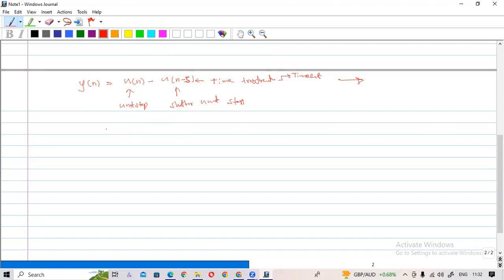If you consider the u[n] signal, this is n. u[n] starts from 0, then 1, then 2. For all samples the value of the sample is 1, the third sample, the fourth sample, and so on. So this is the unit step signal.